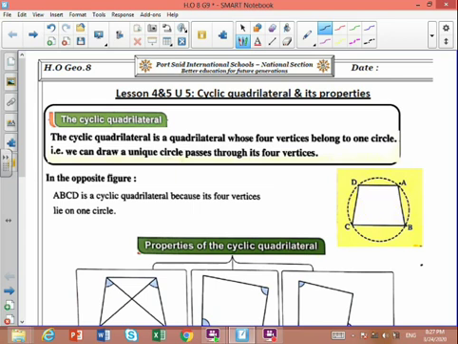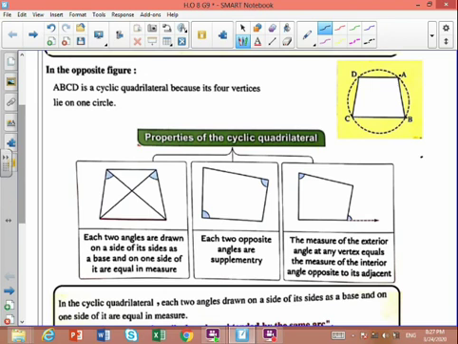Cyclic comes from circle. So in the opposite figure, ABCD is a cyclic quadrilateral because its 4 vertices lie on the circle. What are the properties of a cyclic quadrilateral? From where do I know that this is a cyclic quadrilateral? I can know it by one of these 3 properties.